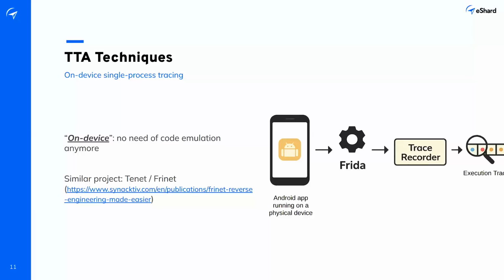So there was already a similar project that exists, which is called Freenet by the Synactive team. Well, the objective is to leverage Frida to generate a trace that is compatible with an IDE plugin called TNet. The idea is the same, but we want a trace that is compatible with our TTA tool.